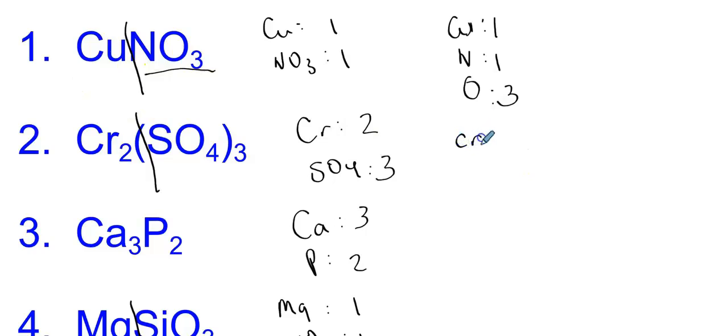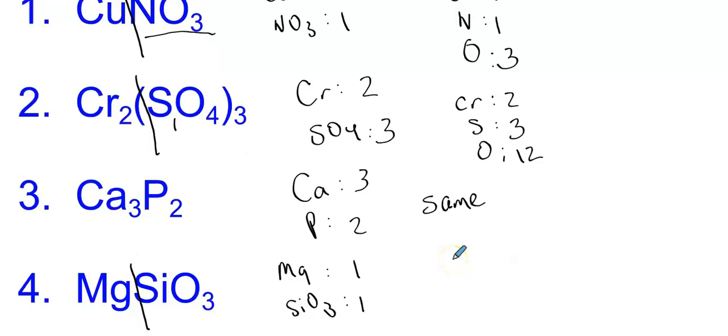Okay, this one has Cr, S, and O. 2 Crs, 3 S's, because this is going to be distributed through, think of there as a 1 here, so 3, and 12 oxygens, because 4 times 3 is 12. This is going to be the same, no change, because there's no polyatomic. And then here on this one, we have Mg, Si, and O. And we have 1, 1, and 3.